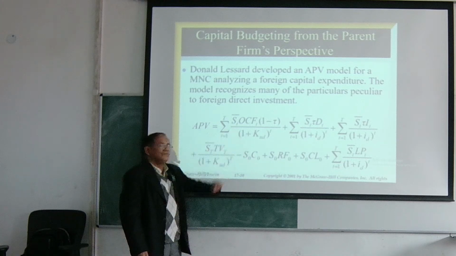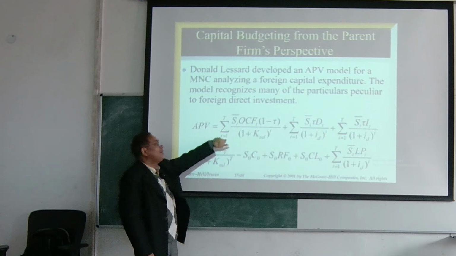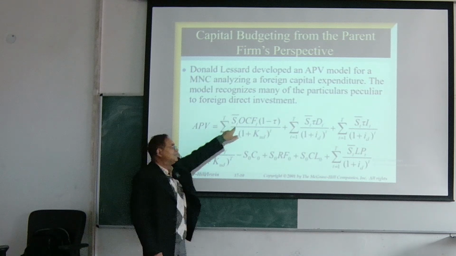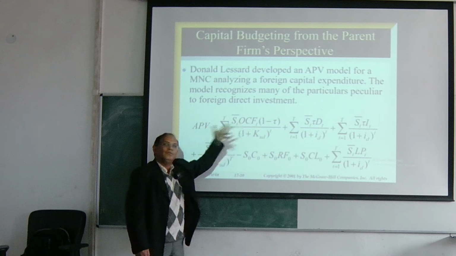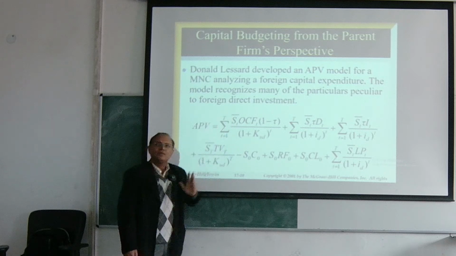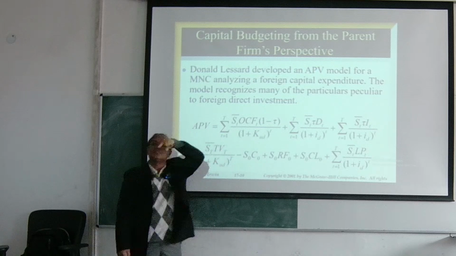Next, come here. Your operating cash flow, it is going to be T is equal to 1 to T. First year S1, second year S2, third year S3, so seventh year S7. Your OCF will be there. So your forecasting OCF is also first year cash flow.